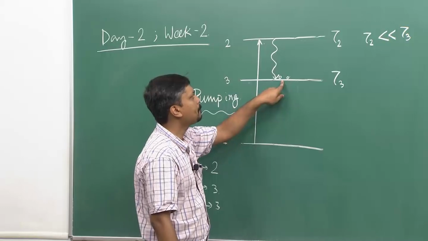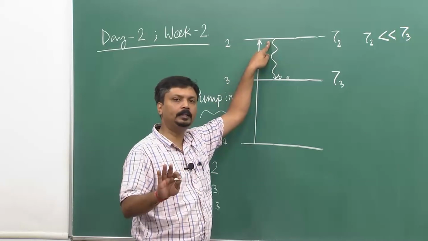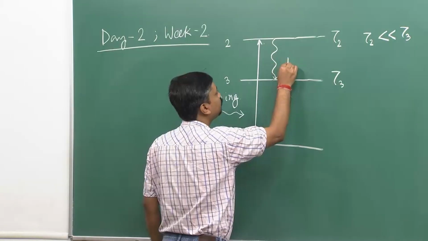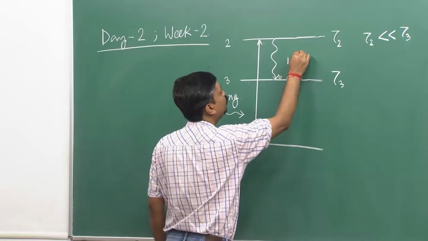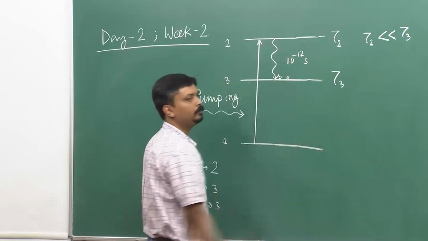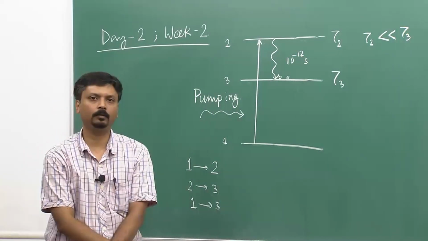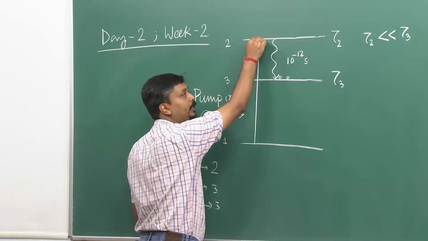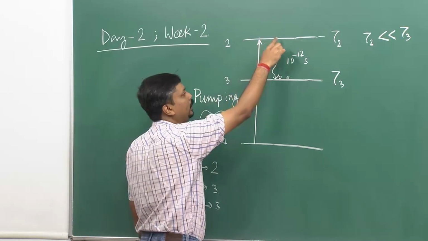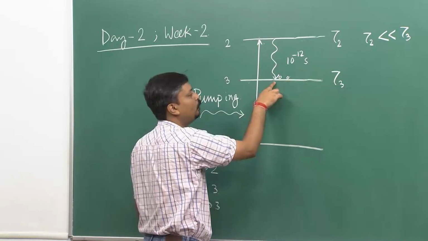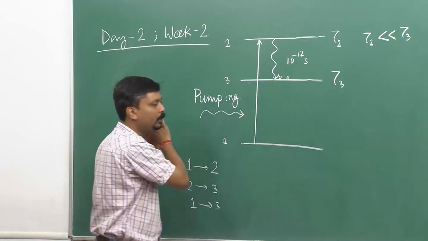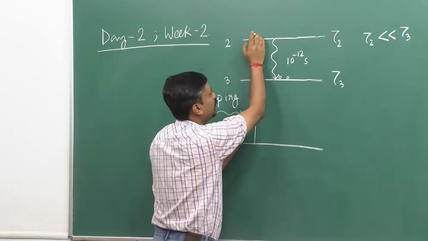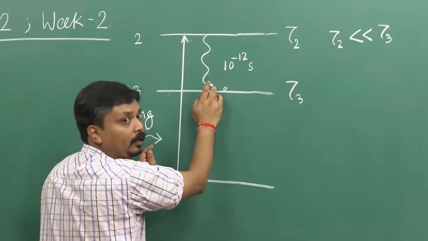Now, let us say we give certain numbers. Suppose this process takes 10 power minus 12 second, or a picosecond. So, right after transfer of the population to state 3, within a picosecond it comes over to state 2. Now, I am continuously pumping this system, right? So, every time I pump, it goes and very fast it comes down here, right?